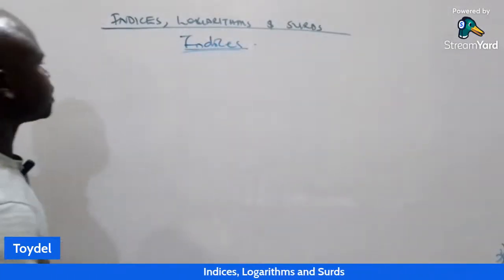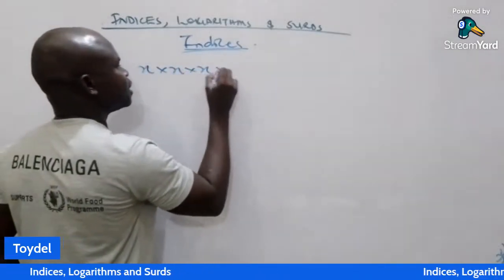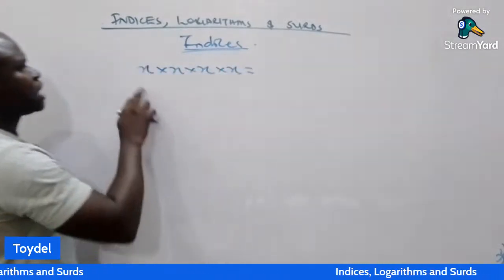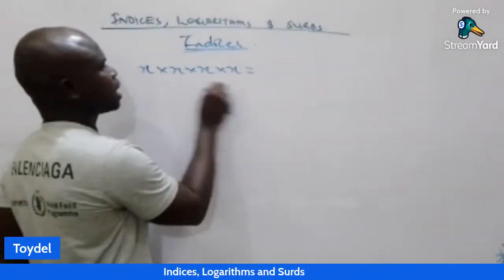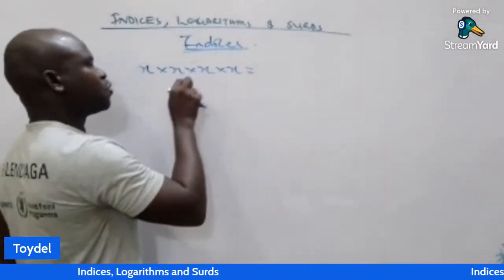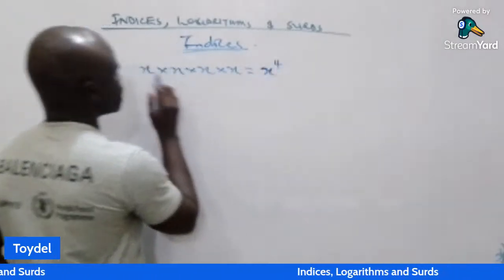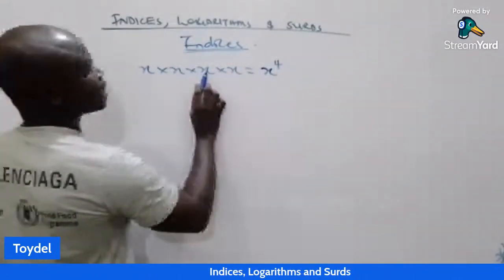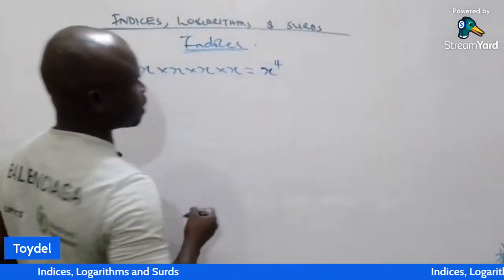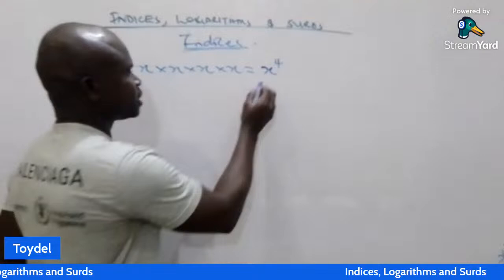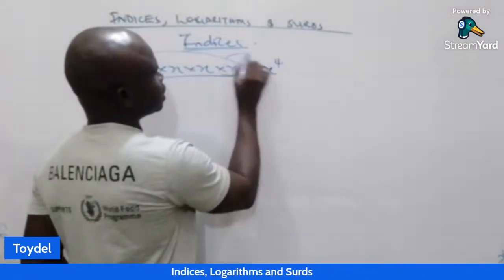Indices. Of course, if you have, let's say, x times x times x times x, so x in 4 places, how do you abbreviate this in order not to occupy space, or to make it simpler? That would be x raised to the power 4. This simply means that we have been able to rewrite all this in this form.